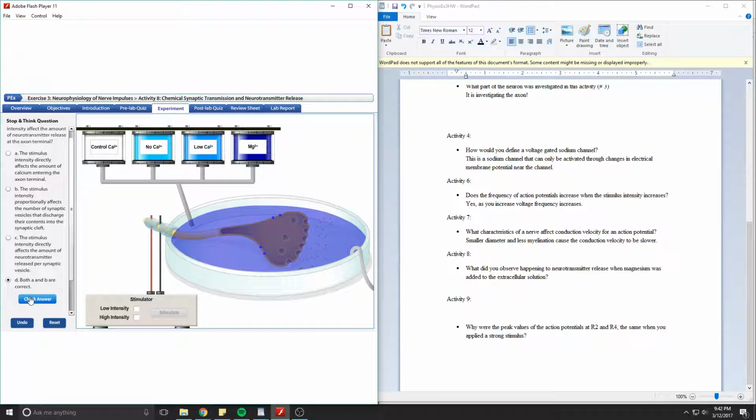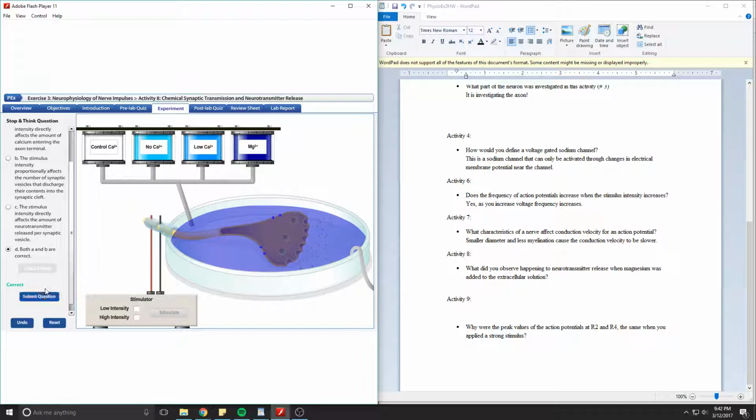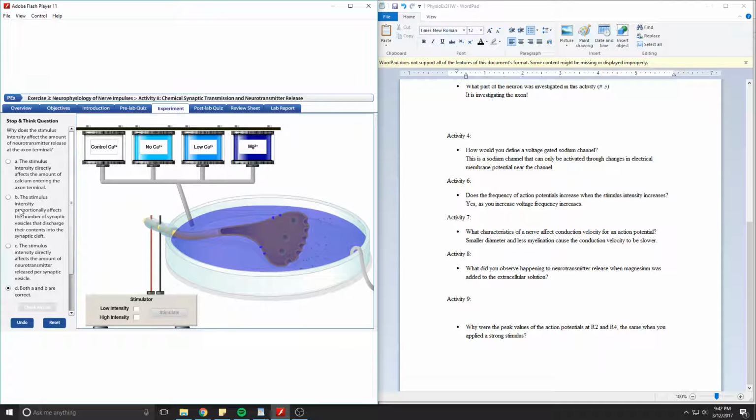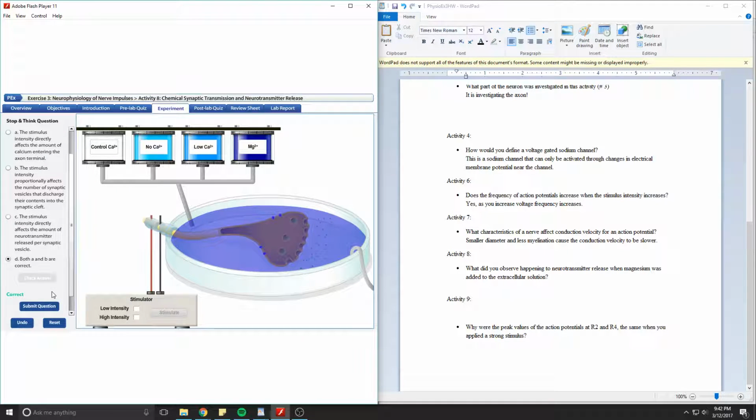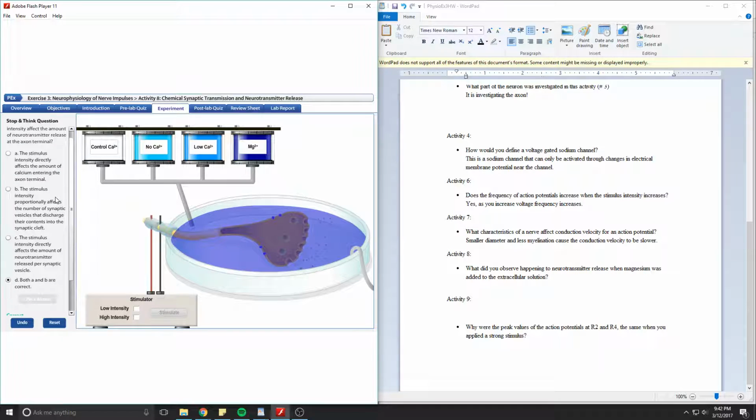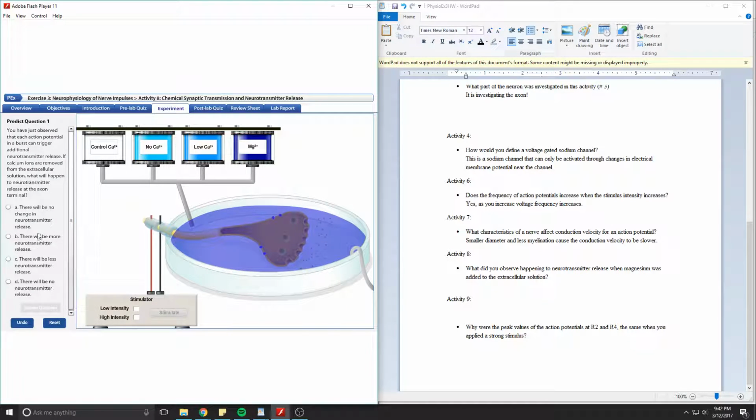I'm gonna go with both A and B. Yay! So yeah, the stimulus directly correlates with how much ACh, or neurotransmitter, is released, and how much calcium is entering the axon terminal. So you've just observed that each action potential in a burst can trigger additional neurotransmitter release.